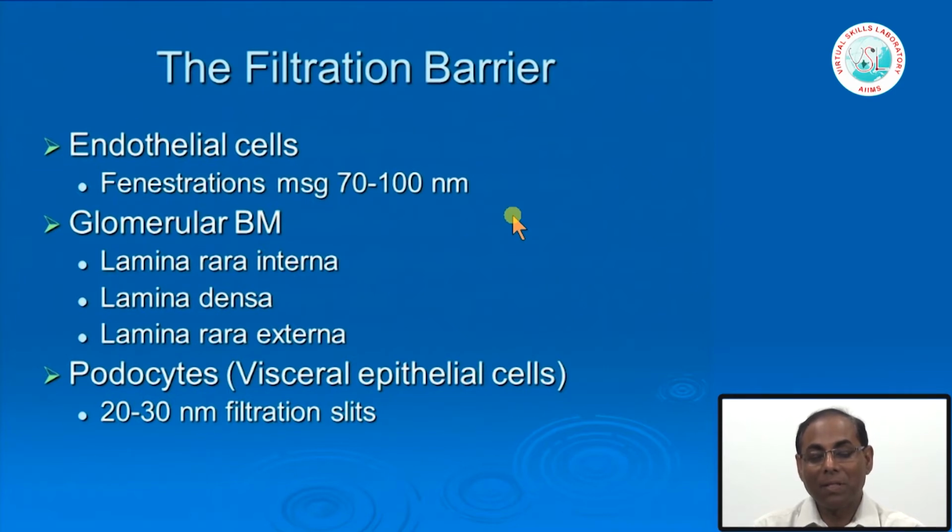Then there is the external part which is again rarefied near the podocyte foot process, that we call lamina rara externa. Now, we will go into details of the podocytes because that is the most important cell to maintain the integrity of the glomerular filtration barrier. They have the slit pore. These are the gaps, and the filtration slits are 20 to 30 nanometer in size. They are not free spaces. They are actually closed by certain molecules.